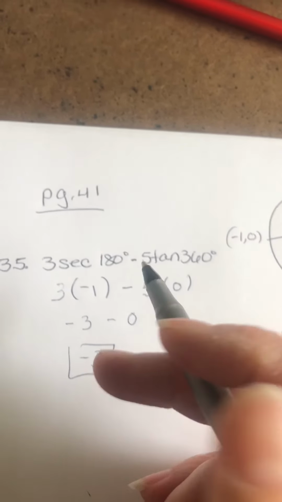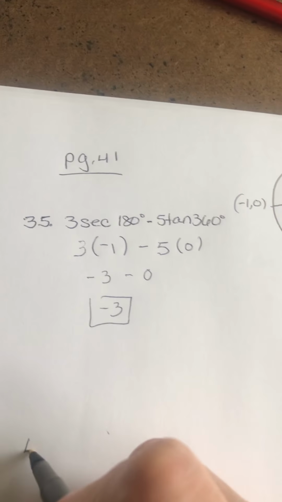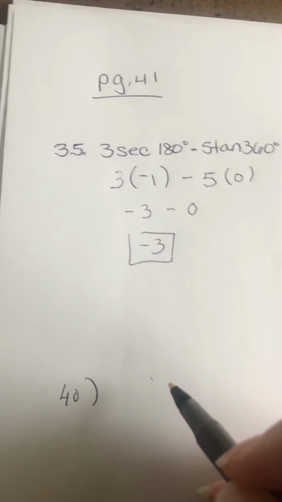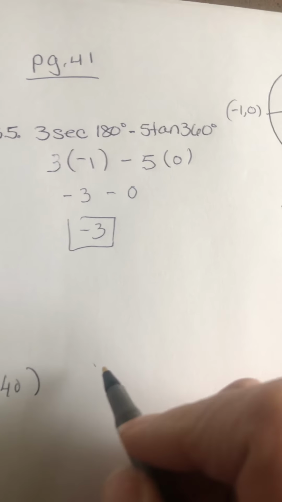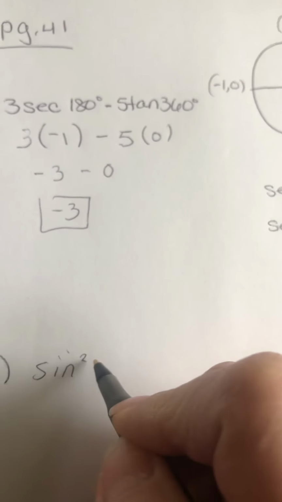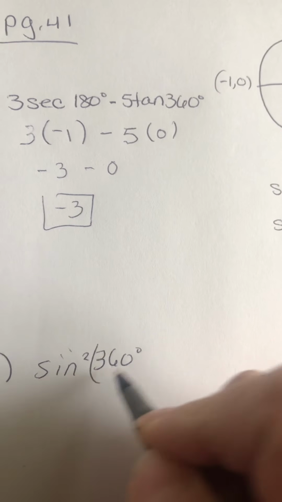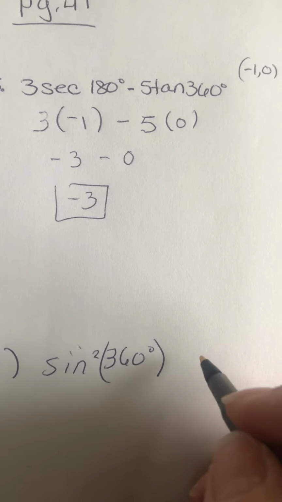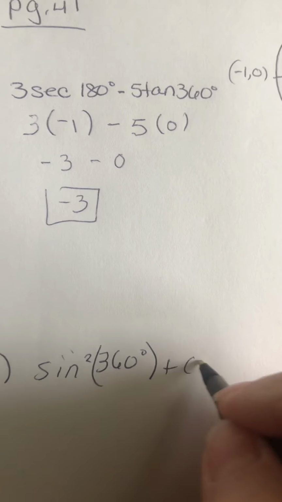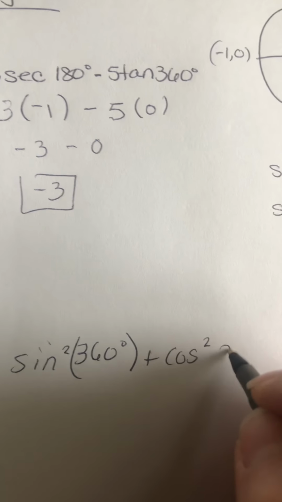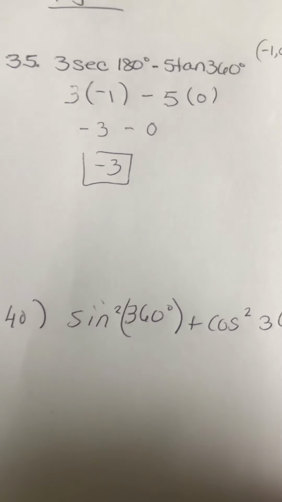Let's try one more. Let's try number 40. Number 40, which is the sine squared of 360 degrees plus the cosine squared of 360 degrees.